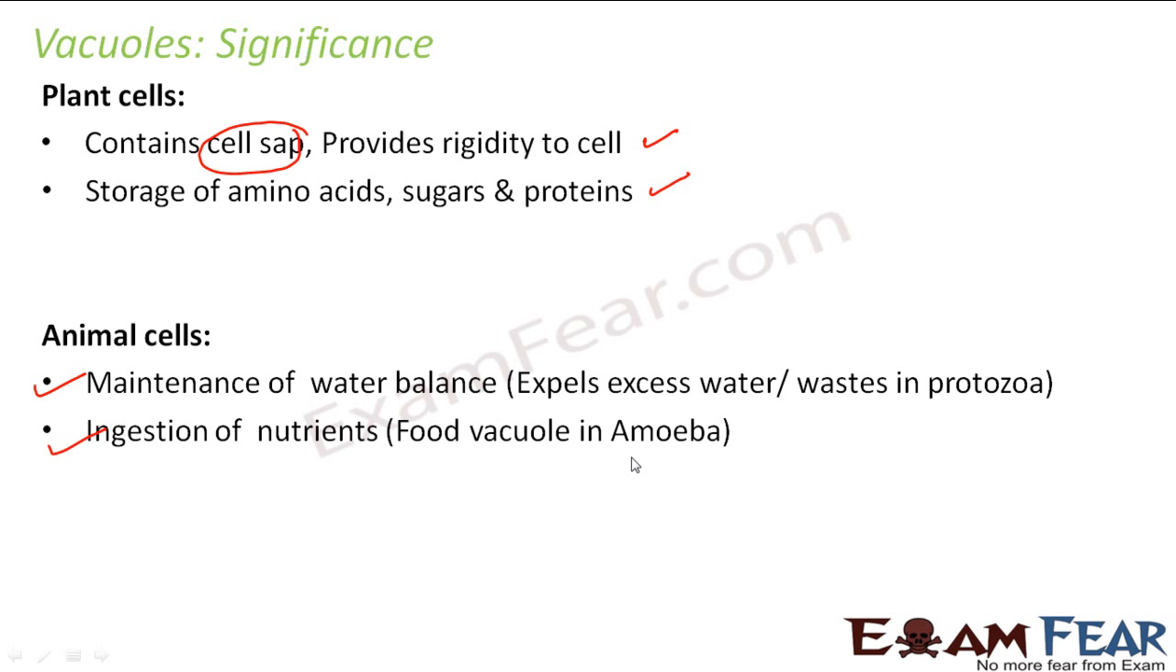Similarly, you have contractile vacuole, right? Similarly, you have digestive vacuole, which helps in the digestion. So depending upon its function, the vacuoles have got many different names. But mostly it is more common in plant cells. It is bigger in size in plant cells, more in number, and it also provides rigidity to plant cells.